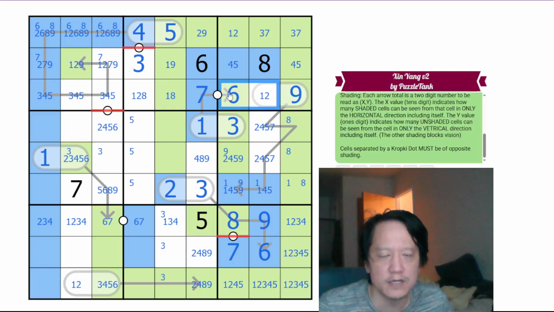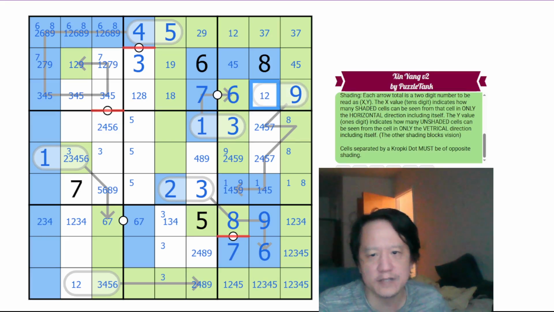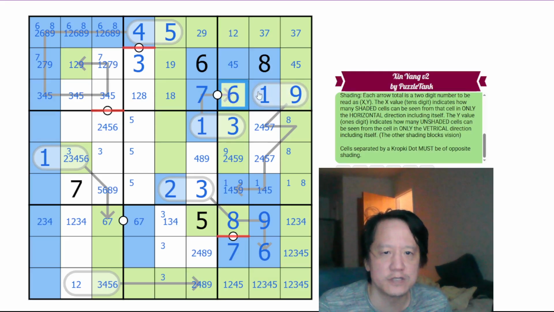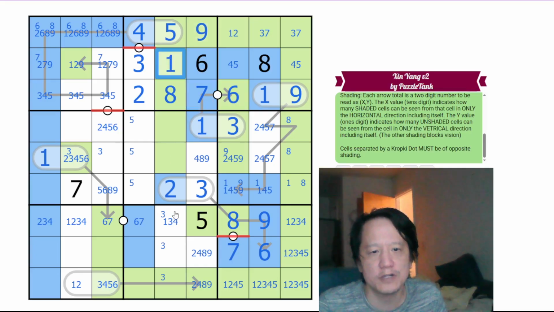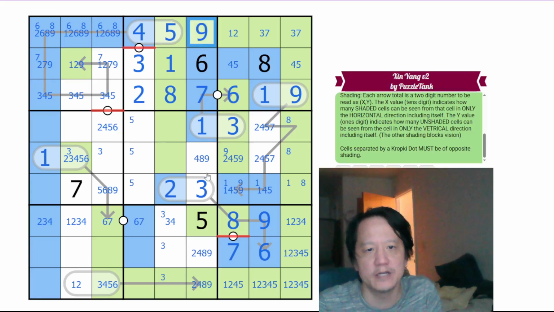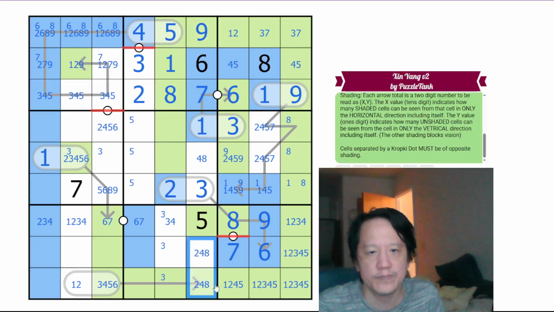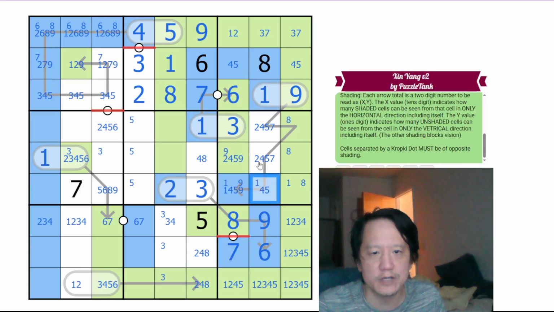This must see a shaded cell, so it has to see then 1, because this is the only shaded cell it sees. Can't see that, can't see that. It's blocked by that. 1 eliminates 1 here, so this is 8, which makes that 2. 2 eliminates 2 here, so it's 9, which makes that 1. 1 eliminates 1 in the rest of the column. 9 eliminates 9 in the rest of the column. 1 eliminates 1 here. And it also eliminates 1 here.